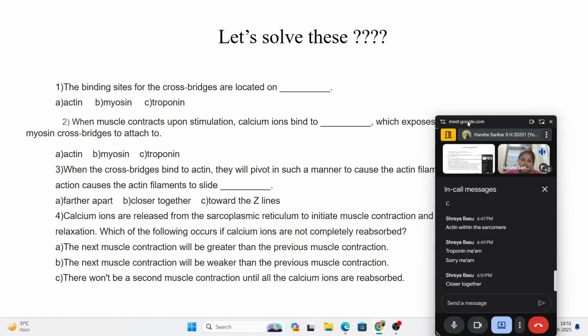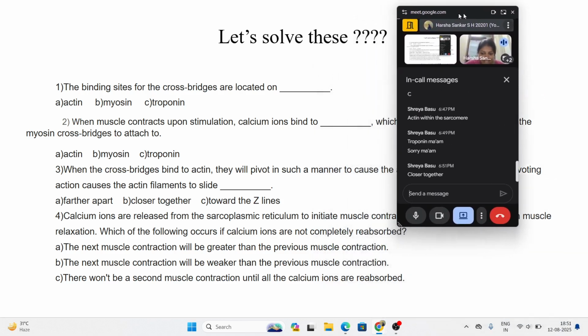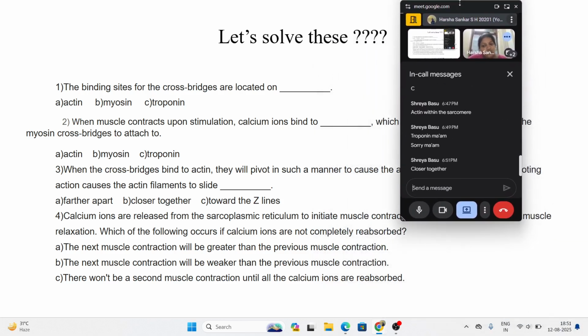Fourth question: calcium ions are released from the sarcoplasmic reticulum to initiate muscle contraction and are reabsorbed upon muscle relaxation. Which of the following occurs if calcium ions are not completely reabsorbed? Next muscle contraction will be greater than the previous muscle contraction. Next muscle contraction will be weaker than the previous muscle contraction. There won't be a second muscle contraction until all the calcium ions are reabsorbed. What is the correct answer?